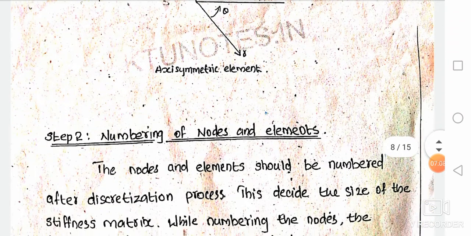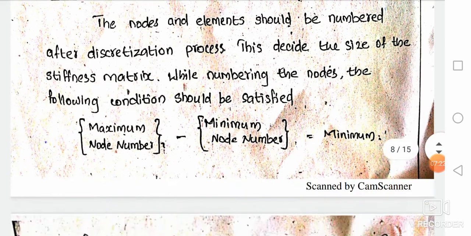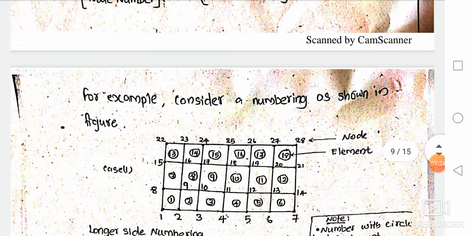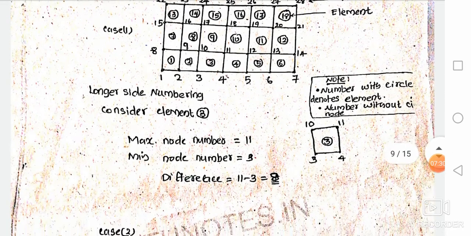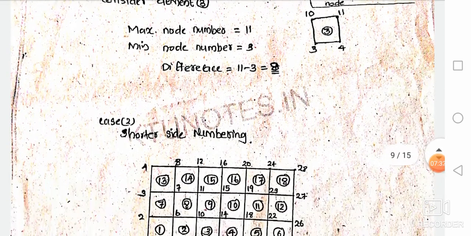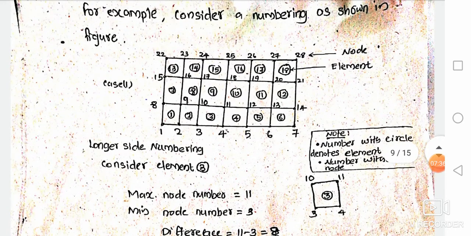The second step is numbering of nodes and elements. The node numbering is based on a certain condition, that is, the maximum node number minus the minimum node number should be minimum. For example, we consider a rectangular element. Two types of node numbering are available. First one is longer side numbering, second one is shorter side numbering. First we discuss longer side numbering.